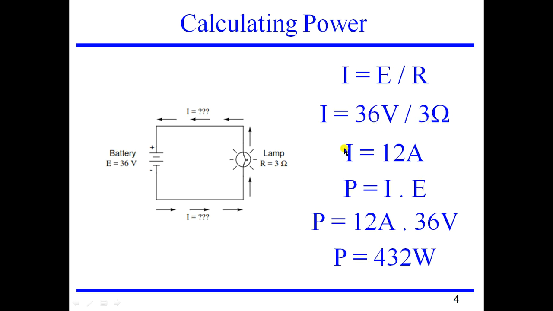First I need to find the current. I do the formula and I find it to be 12 amps. So 36 volts, and I get 12 amps over here. So what is happening? Power is equal to 12 into 36. So 12 into 36, which is 432 watts. What do you understand by this example?